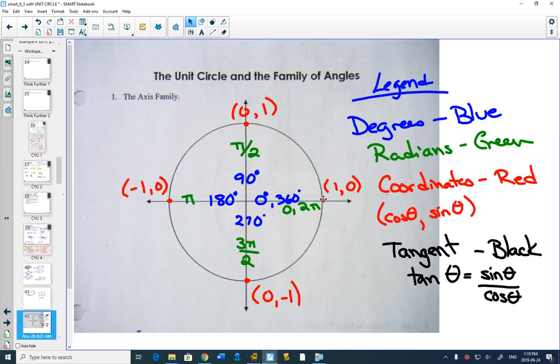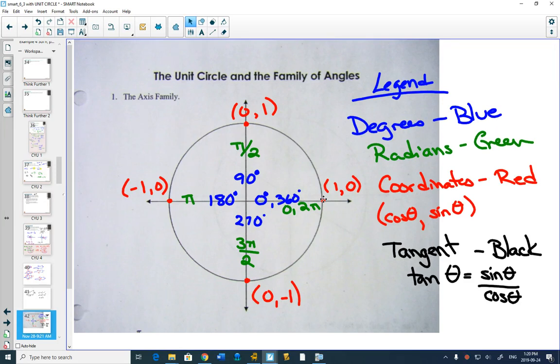If I said, what's cos of 3 pi over 2. Gavin, you get to pick the next volunteer. Okay, so now we're going to 3 pi over 2. We're doing cos. So which coordinate are we going to look at? X coordinate. 0. Perfect.